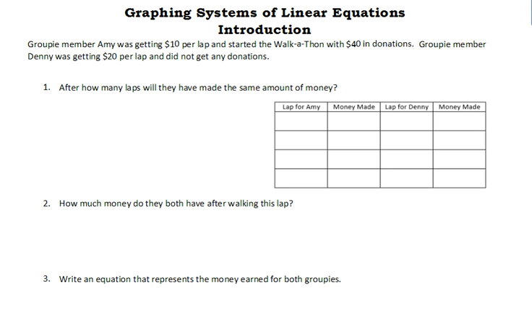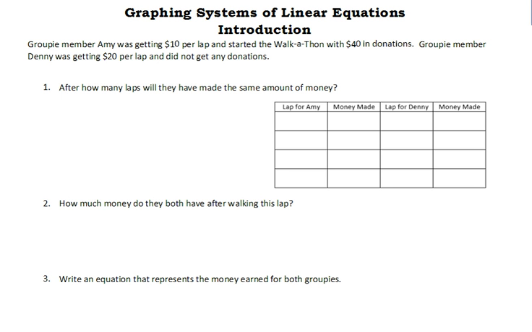Okay, in this section you will need your ruler back, so if you don't have one, please go grab one. Group member Amy was getting $10 per lap and started the walkathon with $40 in donations. Group member Denny was getting $20 per lap and did not get any donations. So question 1 says, after how many laps will they have made the same amount of money?